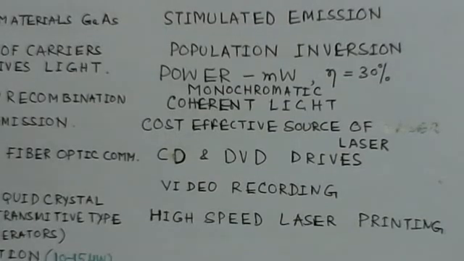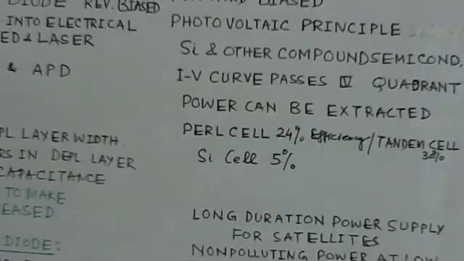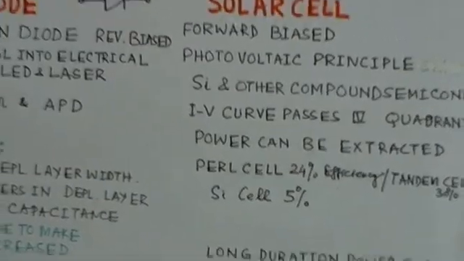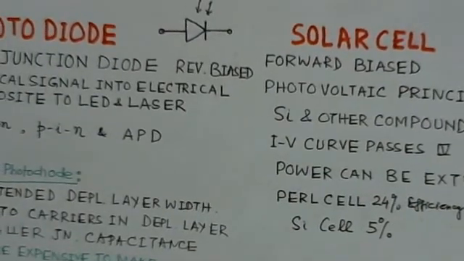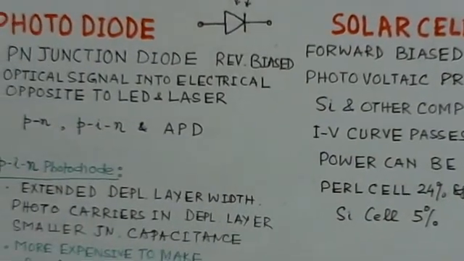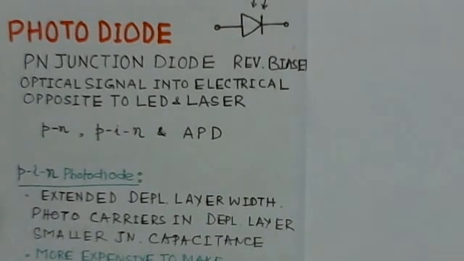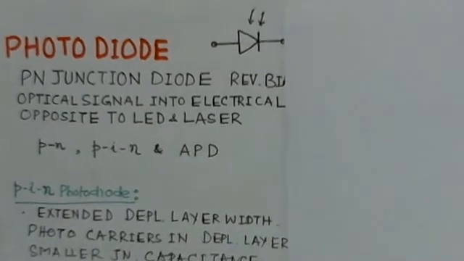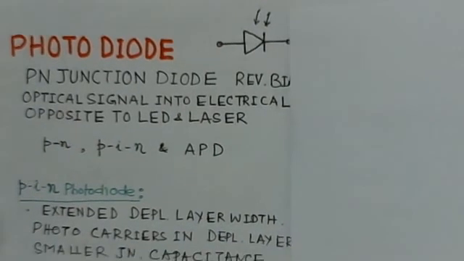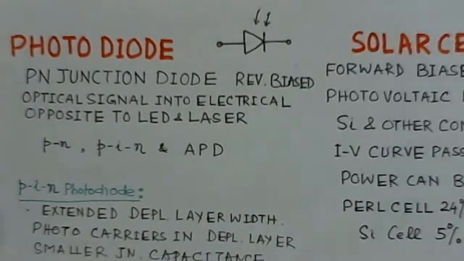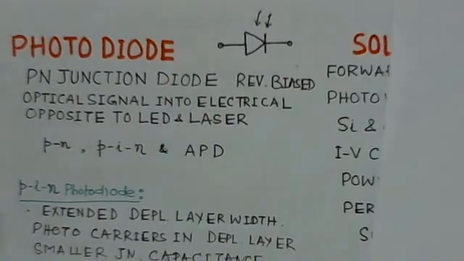Now we go over to the other two categories of photodiodes. The two categories here are one, a photodiode, and another, a solar cell. This is a photodiode, and this symbol is indicated here for the photodiode.